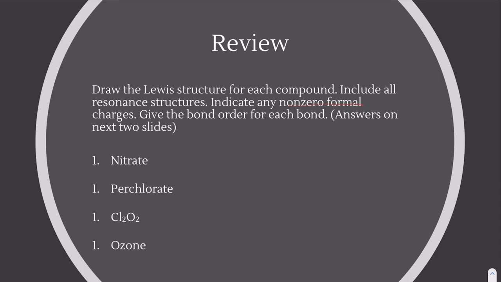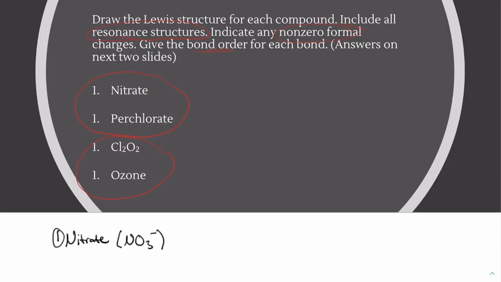So here they want us to draw the Lewis structure for each compound and indicate any non-zero formal charge. Okay. And they want us to include the resonance structures and give the bond order. So what I'm going to do is the first 2 on one slide and the second 2 on a different slide. So on to nitrate.